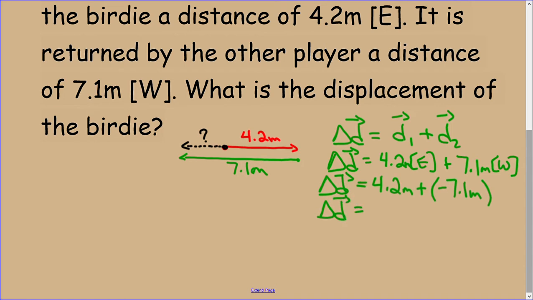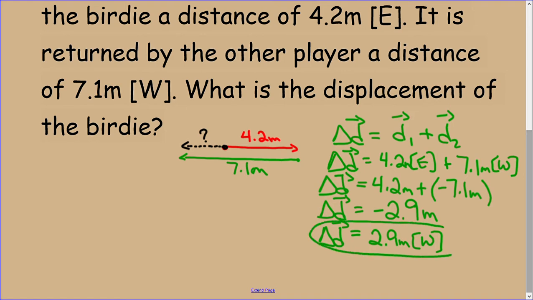4.2 minus 7.1 is going to give me negative 2.9 meters. So really, what does that negative tell you? Well, that negative, remember, tells you the direction. It's saying it's going 2.9 meters west. Significant digits, when you add, remember you go by place value. They're both in the tenths place, so my answer is in the tenths place as a final answer.